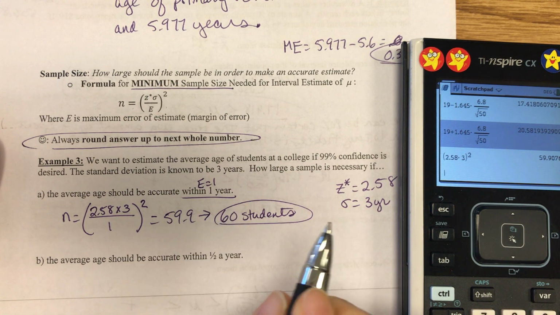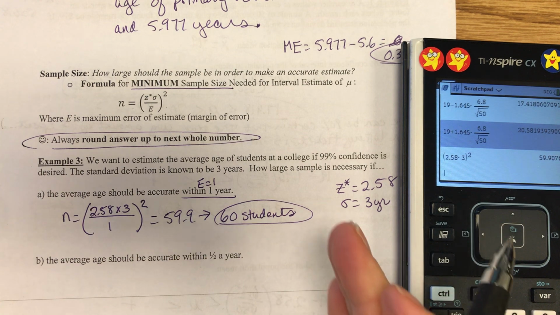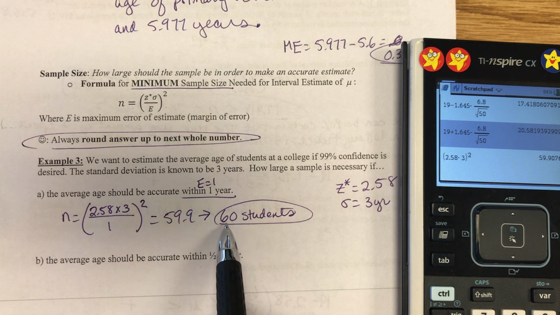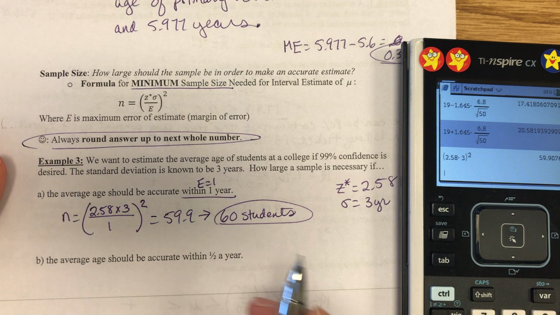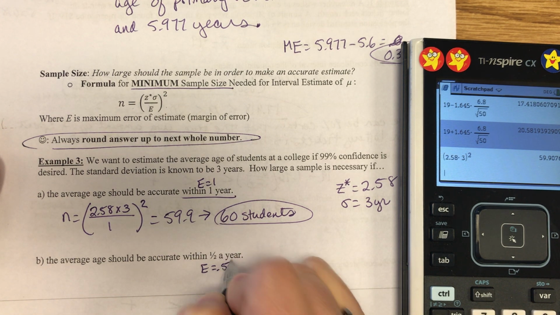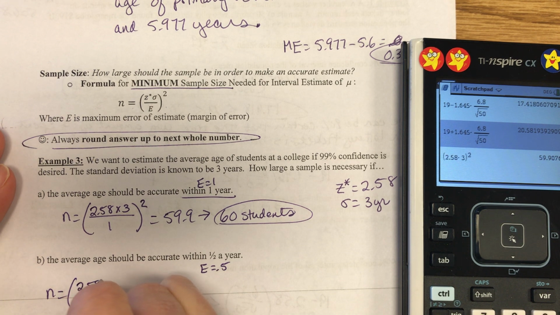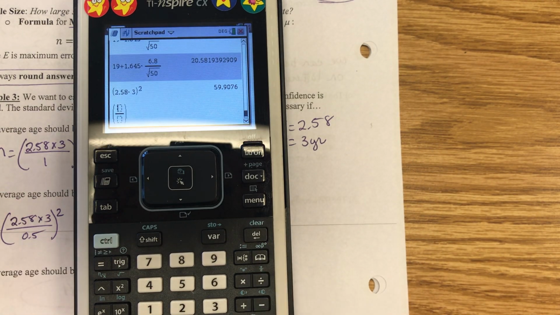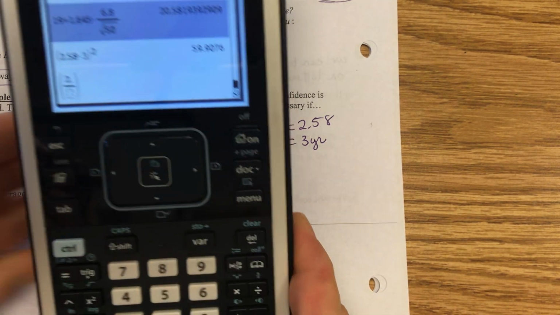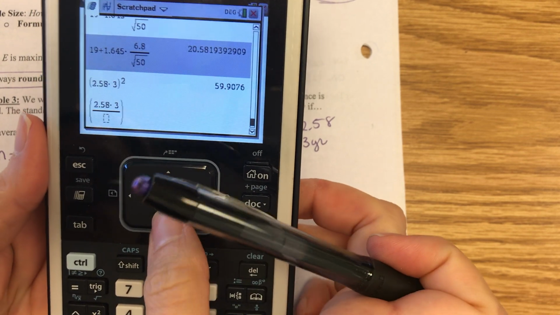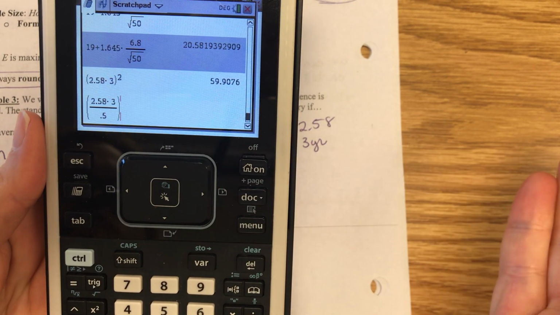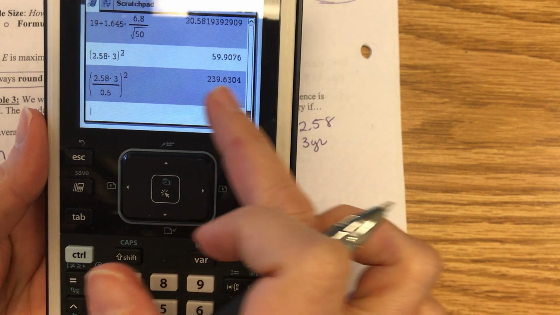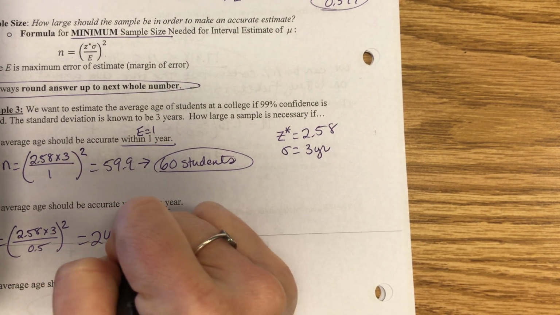But think about it. 1 year is a lot of wiggle room if you're talking about kids at college. A year above or a year below, when you're talking about a 5-year window, is really big. But you're not going to be really accurate, so you don't need to ask a lot of students. Now, if it's accurate within half a year, be careful. That means that E equals 0.5. So now we're going to have the same exact numerator, but we're going to have 0.5 squared. So this is where you need to do parentheses, and inside the parentheses you need to start your fraction: 2.58 times 3 over 0.5, then go to the right till you get outside the parenthesis and hit the square key, so it's the whole parenthesis being squared. Now, if we want to be accurate within half a year, we need to poll 240 students.